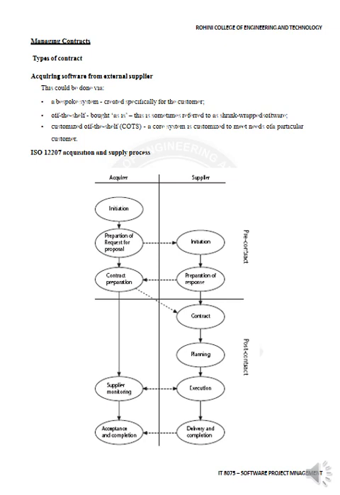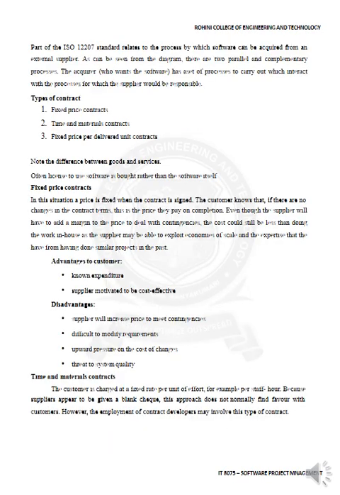Then after planning and execution, the supplier will be monitoring, then monitoring the acceptance and completion. After execution, in the post-contract stage, they deliver the product to the acquirer. So part of the ISO standard relates to the process by which the software can be acquired from an external supplier. As can be seen from the diagram, there are two parallel and complementary processes.